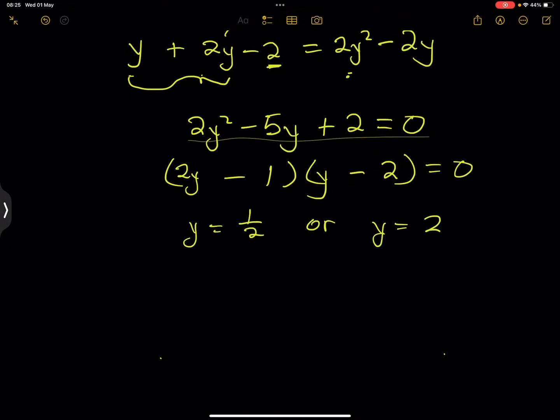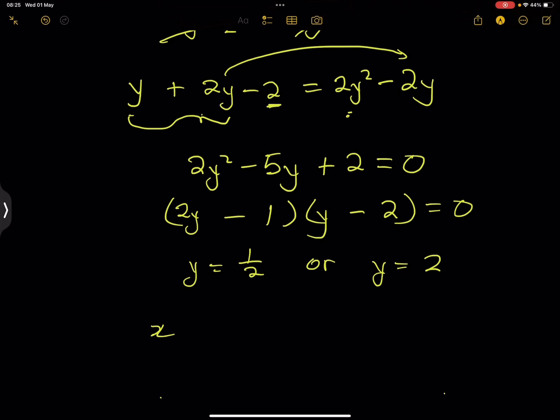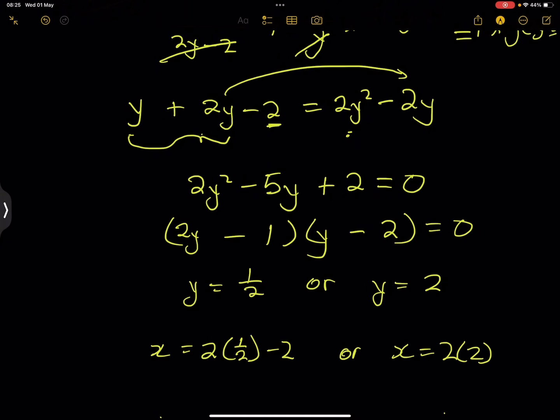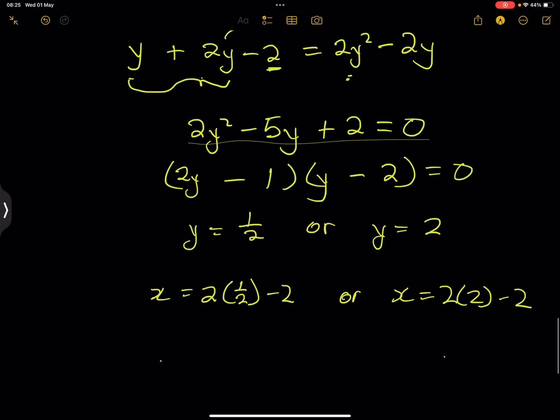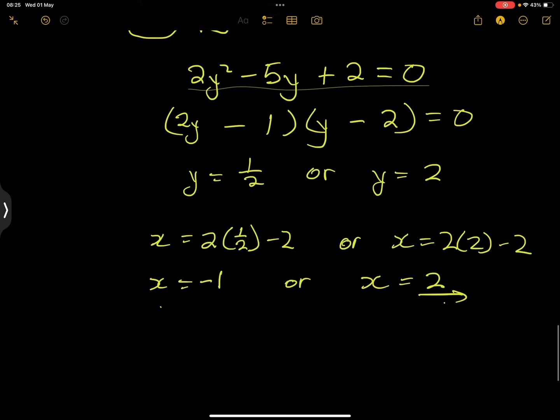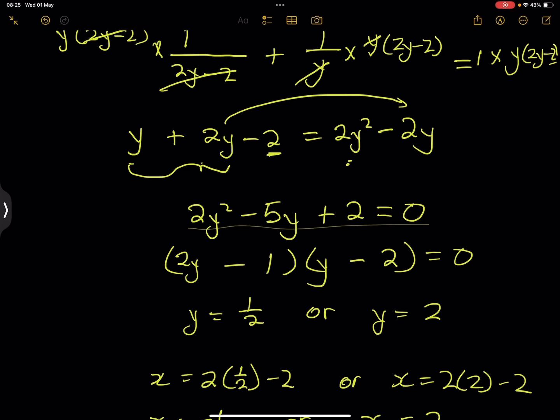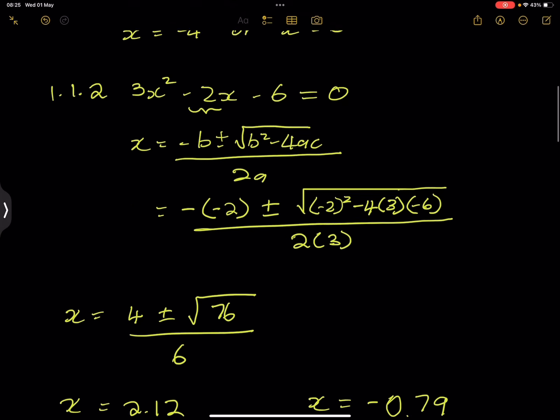So now we can find the value for x. And remember, what did we say? x was equal to 2y minus 2, isn't it? So x will be 2 times our y value of 1 over 2 minus 2, or x will be equal to 2 times 2 minus 2. So we've got 1 minus 2, so x will be negative 1, or x will be equal to 4 minus 2, which will also give us 2. All right, so that is how we solve for that simultaneously. Very interesting question. And off to the next one we go.